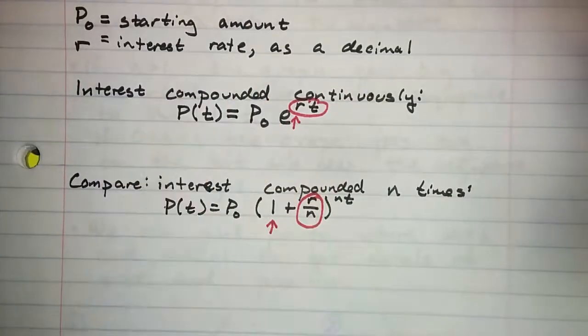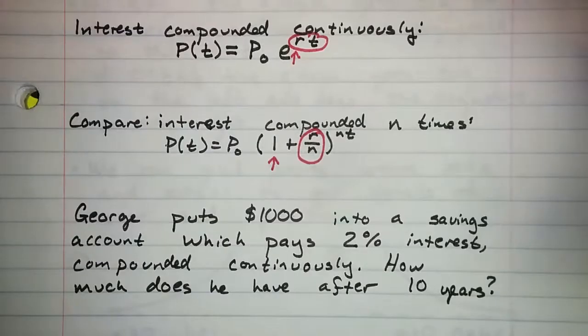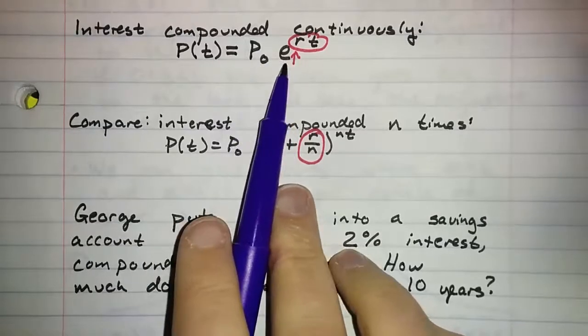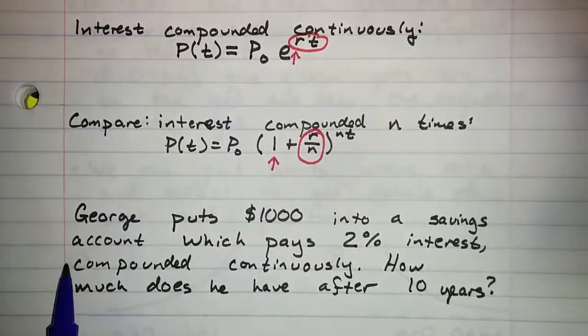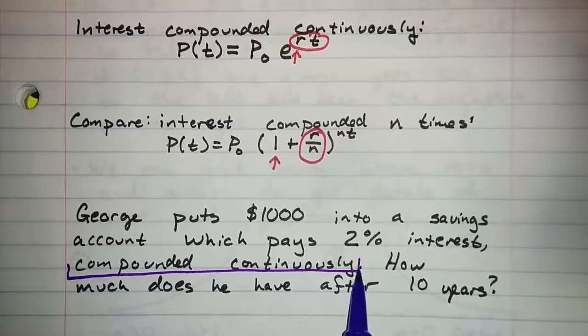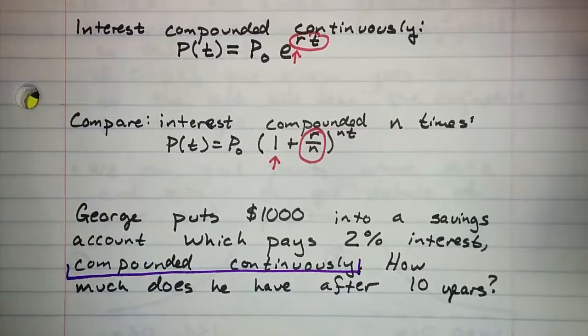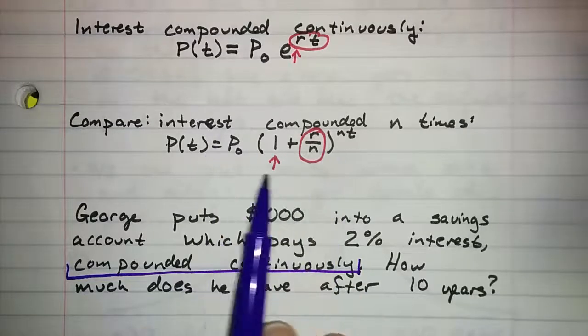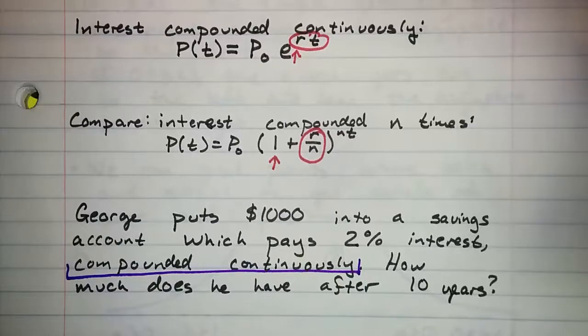Okay, how do we use this formula? Suppose George puts $1,000 into a savings account which pays 2% interest compounded continuously. How much does he have after 10 years? Now, the thing that tells us we need to use this formula and not this formula is that the problem says compounded continuously. If it said compounded monthly, for example, this is the formula that we would need.